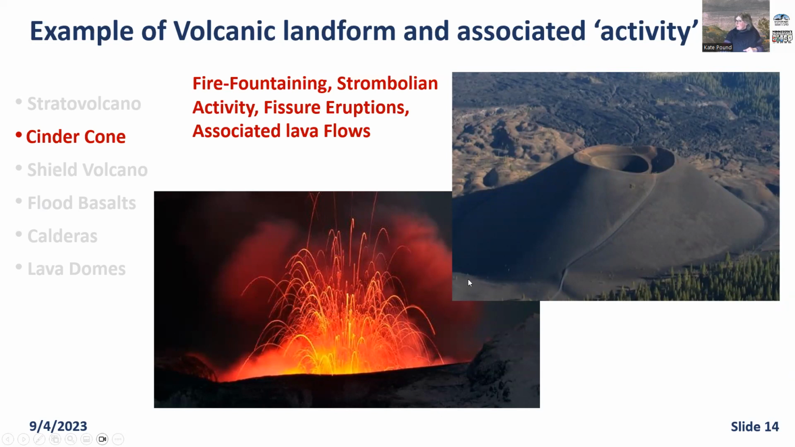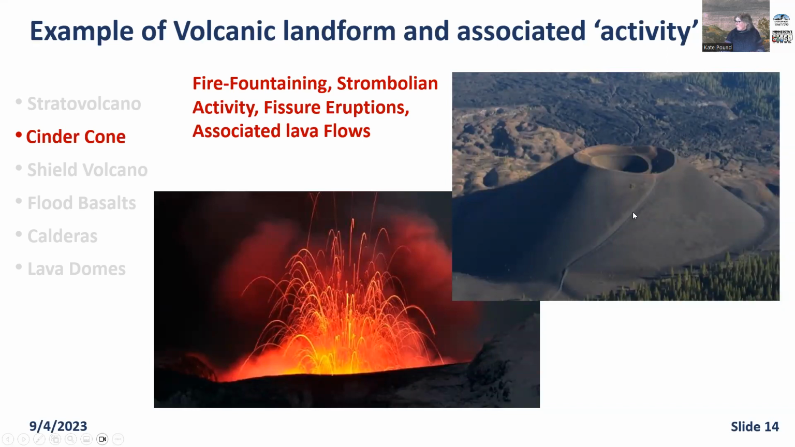Now, let's look at the structure on the right. This is called a cinder cone, and it's about 1.5 kilometers wide or something like that. If I'm right, this one is in Iceland, and the entire slope is made up of scoria.